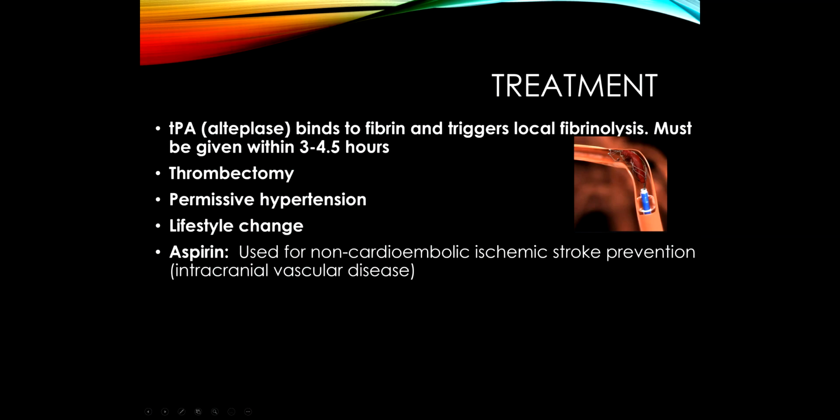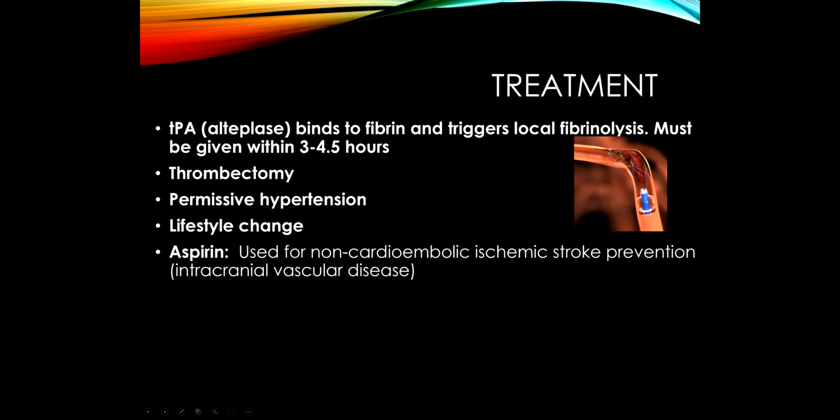And the reason we can't give TPA in that setting is because when you give TPA to someone that's had a stroke, there is a risk of creating bleeding into the stroke. So this is not just a benign thing. We have to give it in that time window. Now, if someone has a large vessel stroke in an anterior circulation, like an MCA, then we can do a thrombectomy within 24 hours of the onset of the stroke. There are a variety of devices that can go in and actually extract the clot. Again, that's a 24-hour time window.